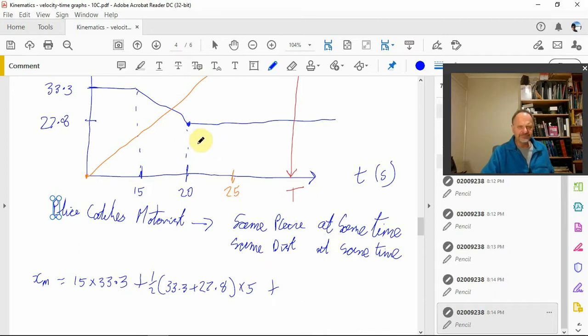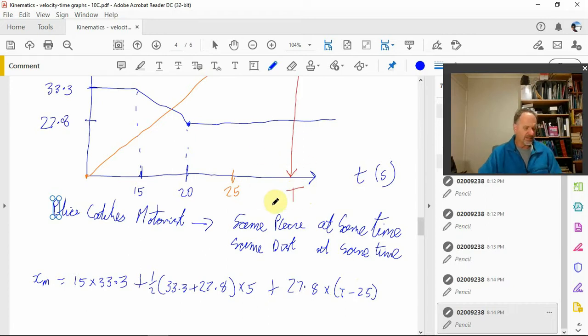Now up here, this is the time, big red T, where the policeman catches up to our motorist. So we've got to add this bit here. That's easy enough, that's 27.8. The question is, what's this bit here? Well, this big red T is from the start, so the time period in here is big red T minus 25. And that'll tell us how many seconds in there.